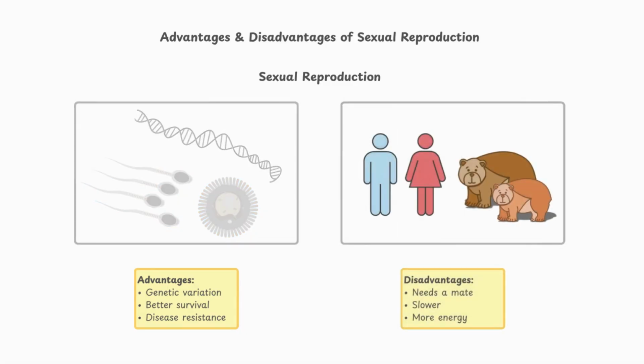Now, the disadvantages. Sexual reproduction requires two parents. This means organisms must find a mate, which can take time and energy. It is also a slower process compared to asexual reproduction.